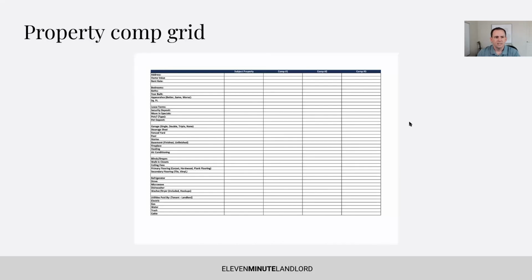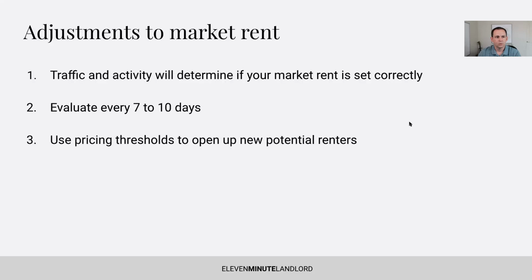So this is an example of a property comp grid, and we'll go over this in more detail in another video. As you can see, in column 1 there is a subject property, and all you're going to do is take your property and list all your information there. Then you see 3 other columns, comp 1, 2, and 3, and that's where you put the other properties' numbers and information. Again, we're going to have an in-depth video on how to use this coming up.